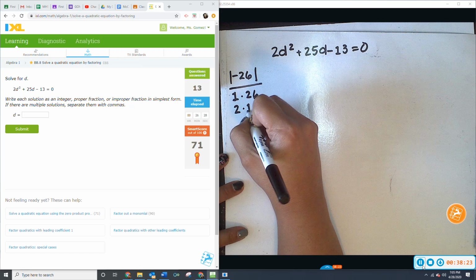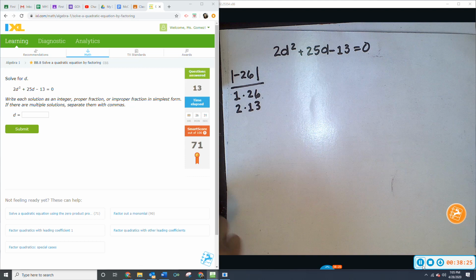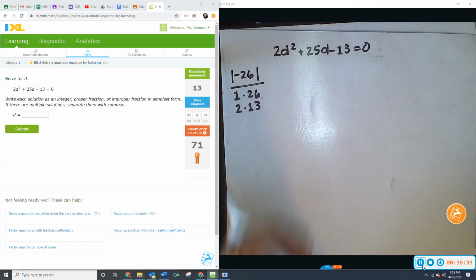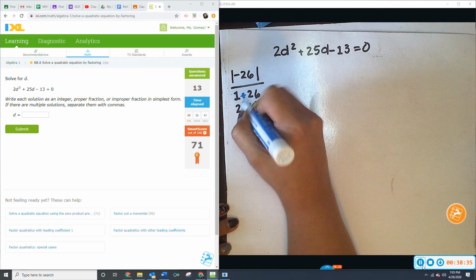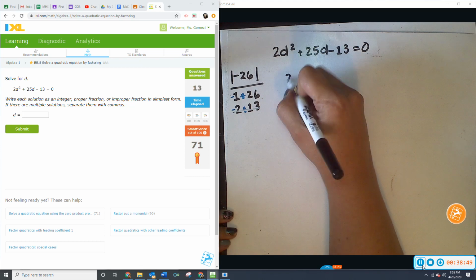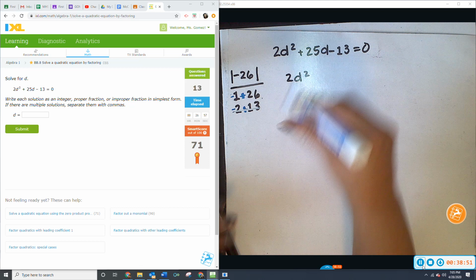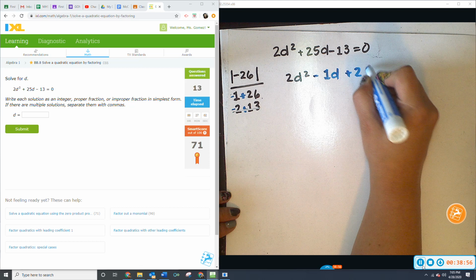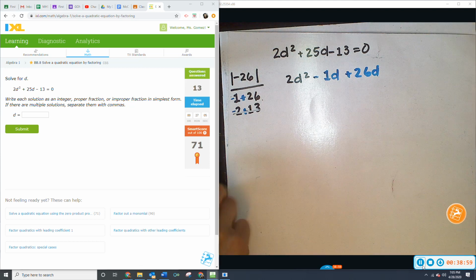According to the matrix, my c is negative and my b is positive. So that means the bigger factor will be positive. The smaller one will be negative. So, which one of these gets me 25? There we go, that one it is. So let's go ahead and rewrite 2d squared minus 1d plus 26d minus 13 equals 0.